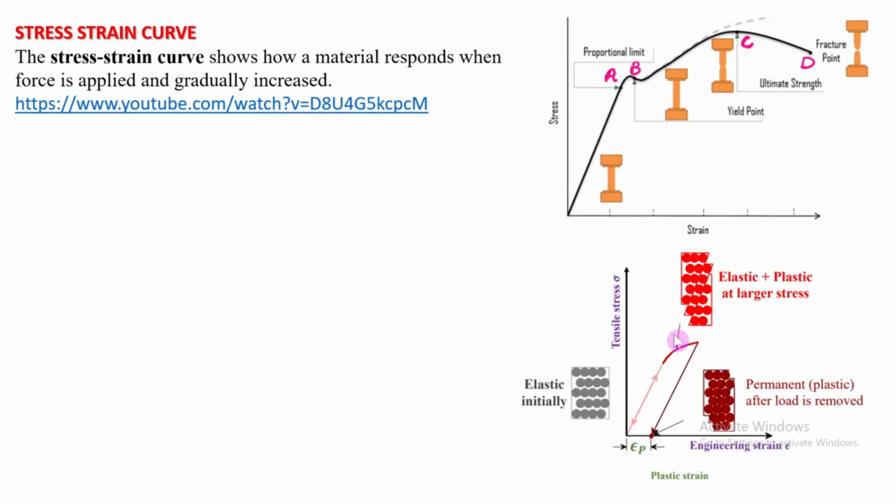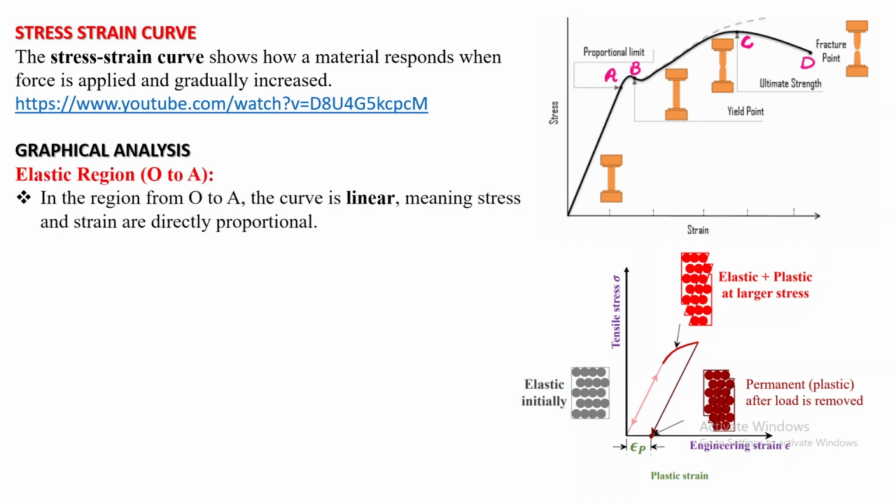So in this graph, this is the detailed explanation from the atomic arrangement of that material under the action of external force. This is the graphical analysis, and in this graph, from the point O to point A, the curve is linear, meaning stress and strain are directly proportional in this region.